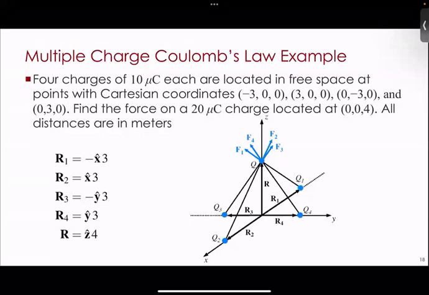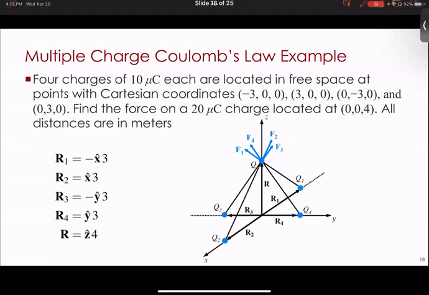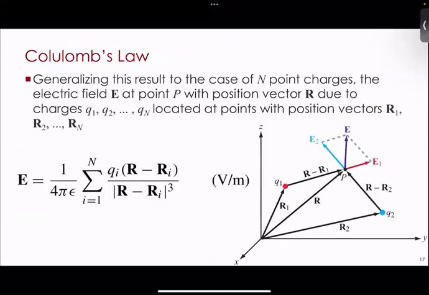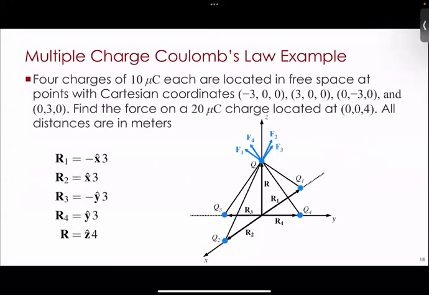4 charges of 10 microcoulombs. Each are located in free space. What does that tell you, the free space bit? Why is that important, or what does that mean in terms of your equations? Like, we're going to use this one, right? Because there's a bunch of point charges. What does that tell you? Yes, which tells you epsilon R equals, yep. So basically it tells you epsilon right here is going to equal epsilon naught. Okay, that's what the free space bit tells you.